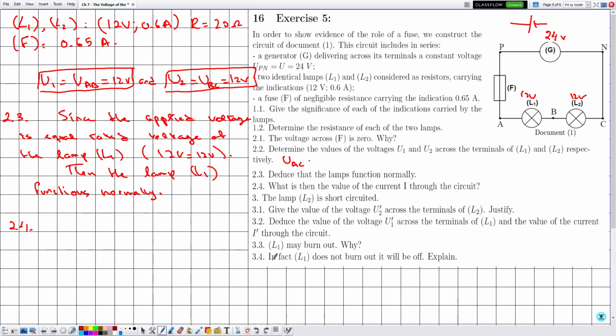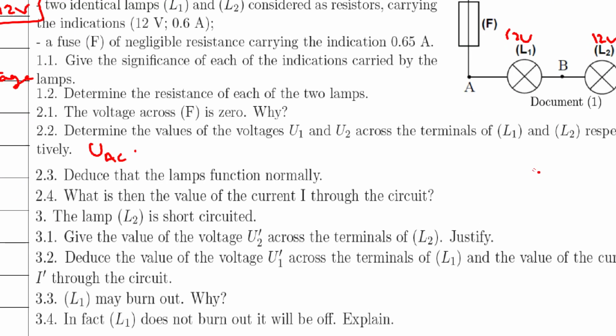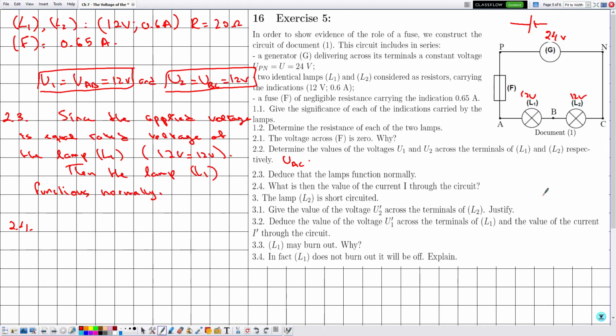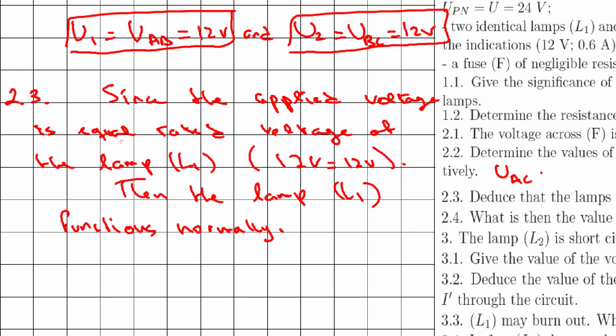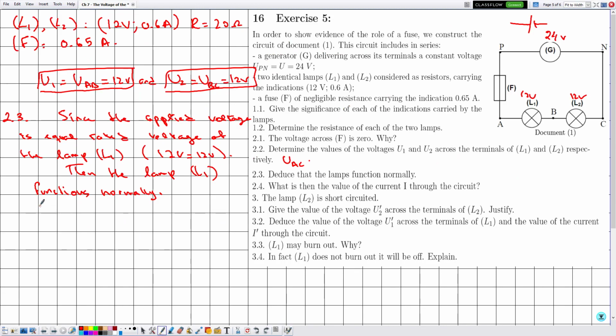Now, moreover, in 2.4, they are telling us what is then the value of the current I through the circuit. So here, they are talking about the lamps L1 and L2. I have only discussed the normal functioning of the lamp L1. So let me say similarly for L2. Okay, now in 2.4, what is then the value of the current I through the circuit?